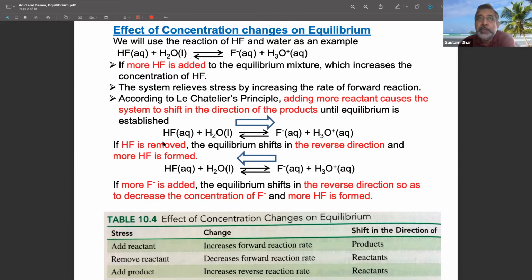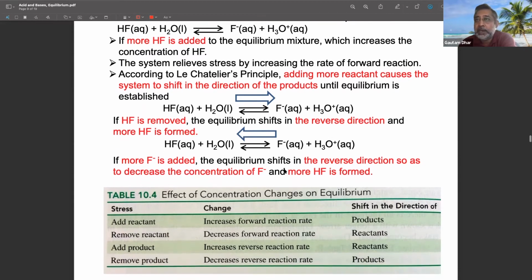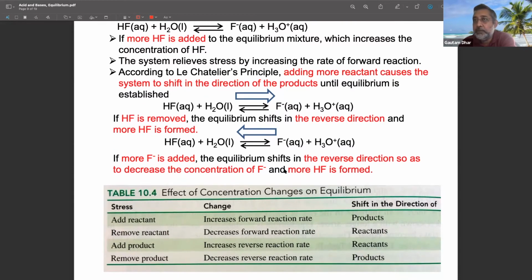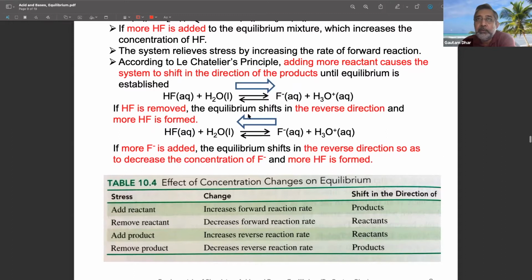And if I remove HF, then more reactant will move towards formation of HF. That means the reverse direction. If I add more F minus, which is in the form of a salt, like sodium fluoride, the reaction will move towards the left.